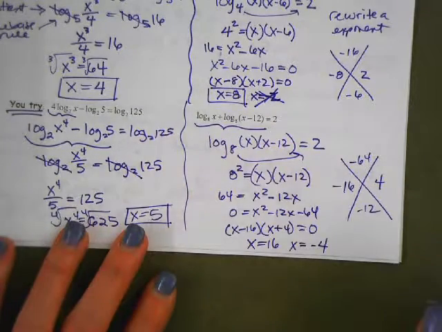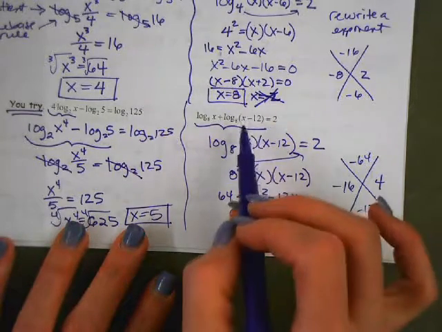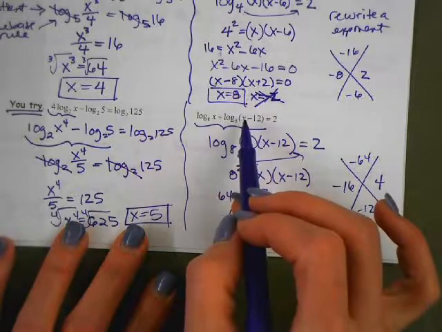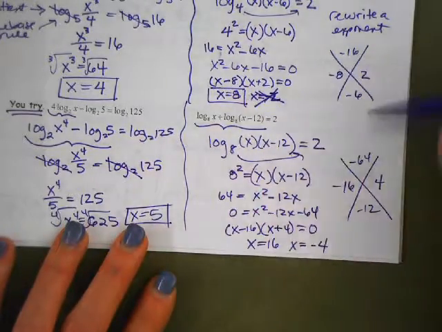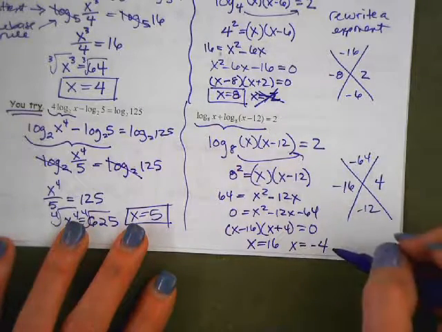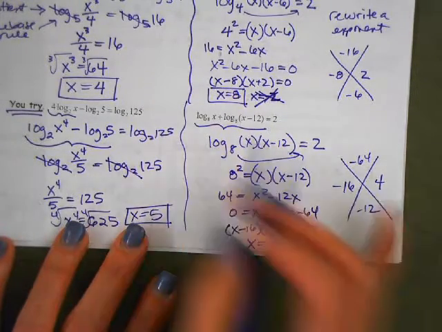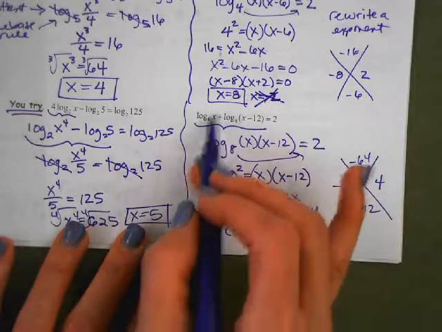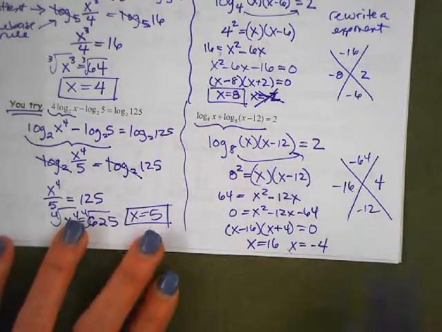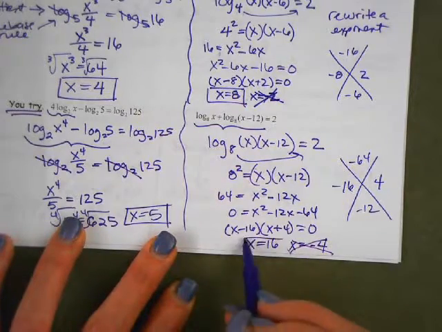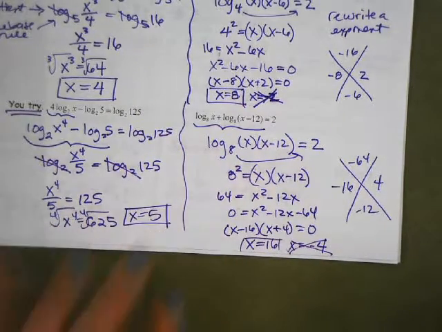Let's say this was like 16 plus x. Well, 16 minus 4 would be a positive 12, therefore that would be okay. So you got to take this answer and plug it in to make sure this part isn't negative. If this part is negative, then that's not an answer. Okay? So this is not an answer, this is an answer. Okay? Does that make sense?